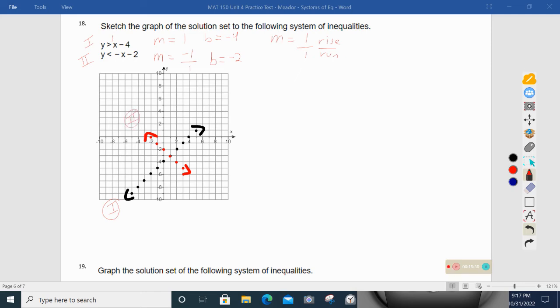Now you got to decide shading. The first inequality said greater. So this black line, the first line, greater would be above. The second inequality would be less, so that would be below. And then when you do that, you'll notice where the two overlap is this region all over here. It should be a different color when the shadings overlap. And that's question 18.